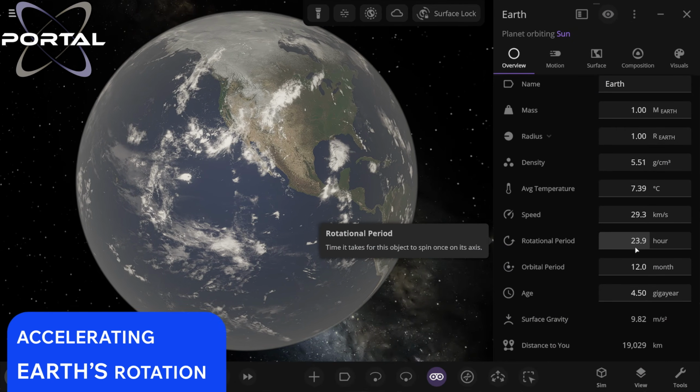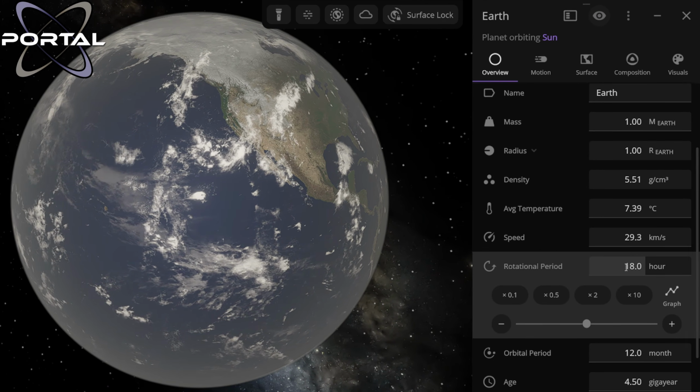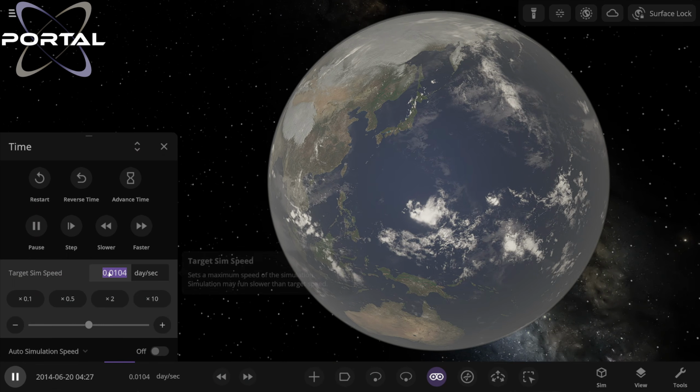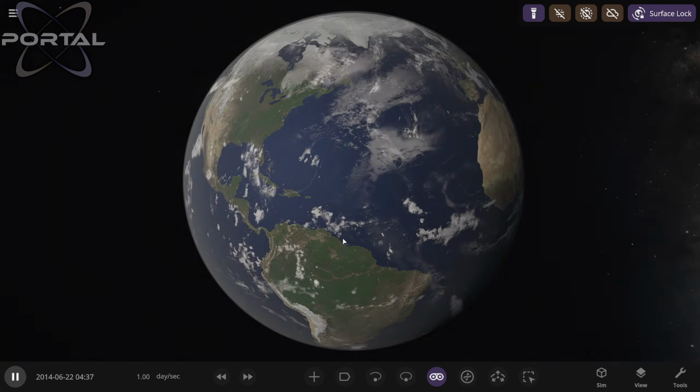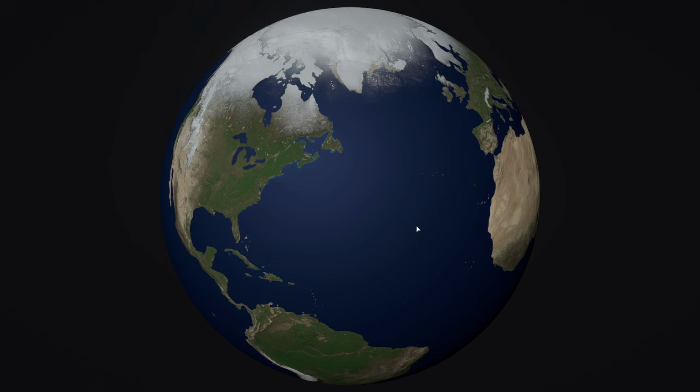We all know that a day on Earth lasts 24 hours, but what would happen if we shortened it to 18 hours? Let's see how that affects our planet. I'll speed up time to 1 day per second and hide the atmosphere and clouds. But here's a fact. The faster Earth rotates, the more water shifts toward the equator, while at the poles, conversely, it starts to recede. So let's check that out.